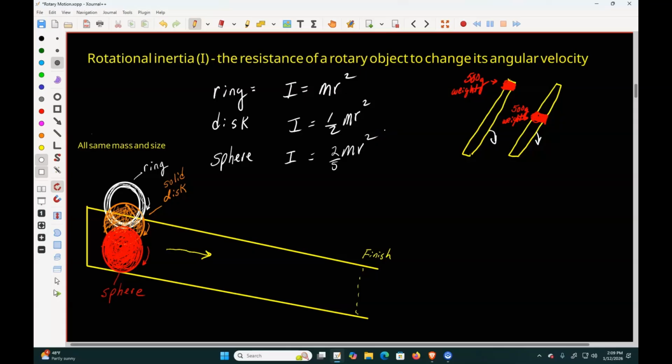So if I were to release these and they travel down the ramp, which one will finish first? The one with the smallest rotational inertia will make it to the finish line first, and the one with the largest will come in last. So the sphere will come in first, the disk will come in second, and the ring will come in last.